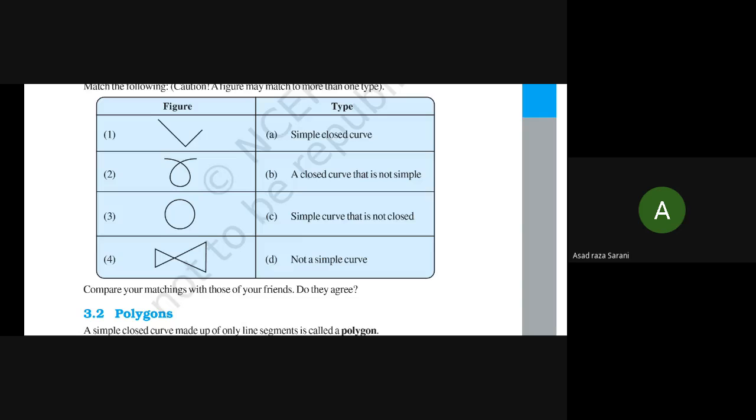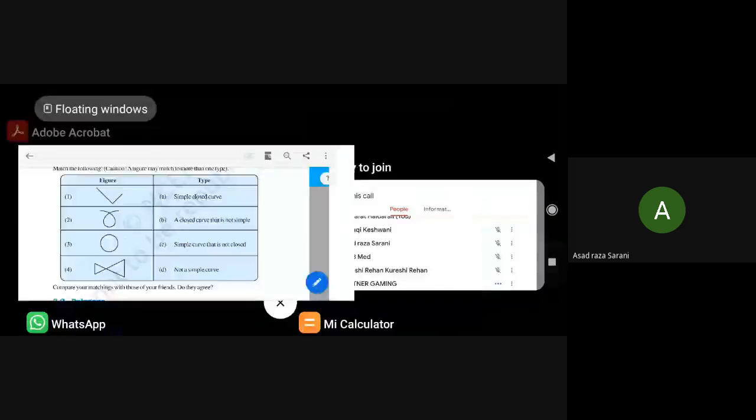Yes, Nayani, please tell me. If you want to define quadrilateral, how can we define it? You don't know, beta? Nayani, please give me an answer.